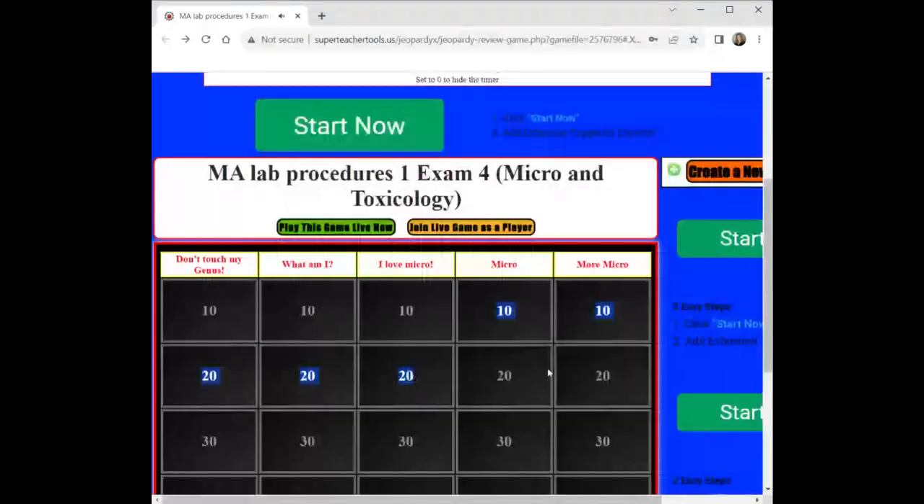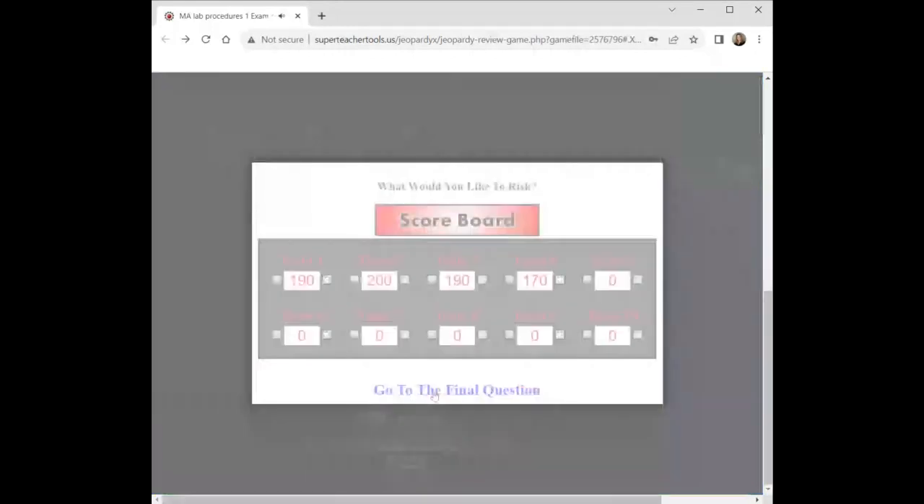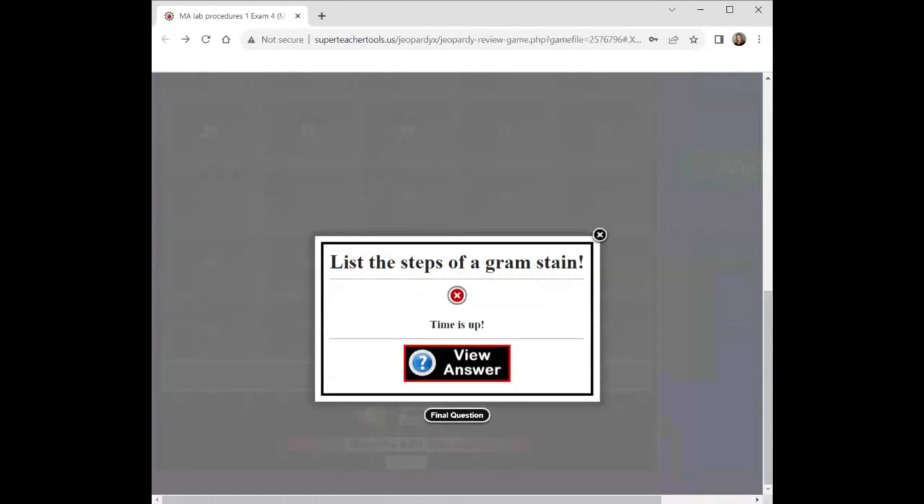I'm just going to plop it up there and let you guys type it in the chat. We'll just wager everything. List the steps of a gram stain. Start typing. So anybody and everybody can type.